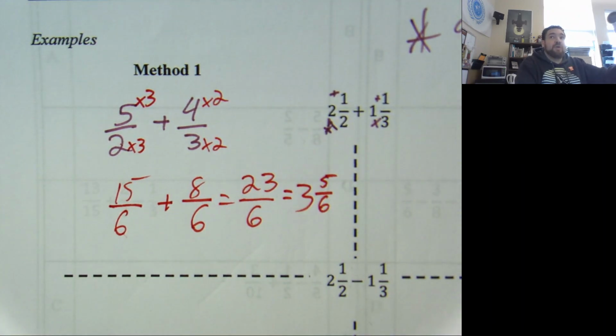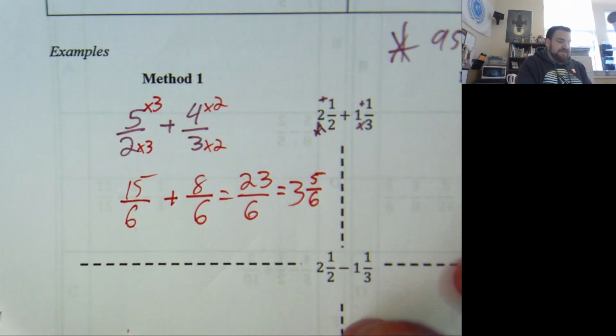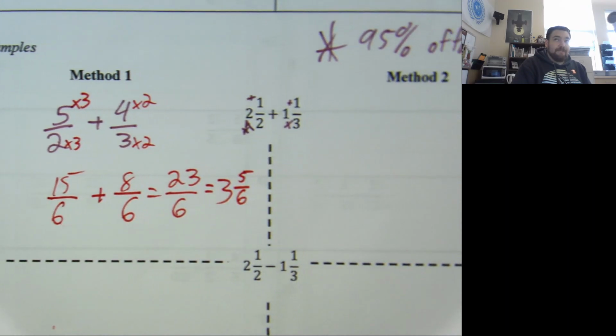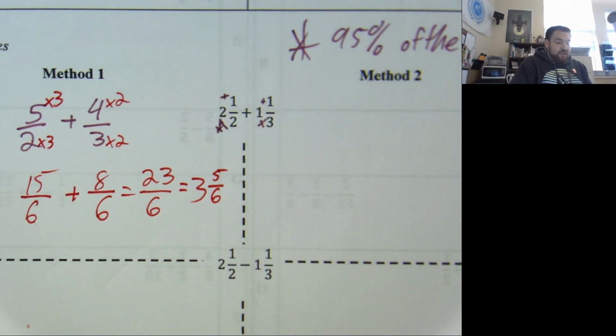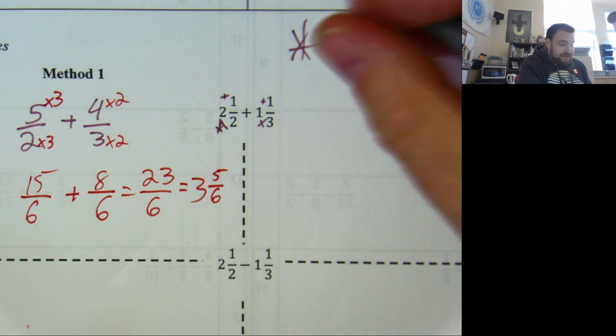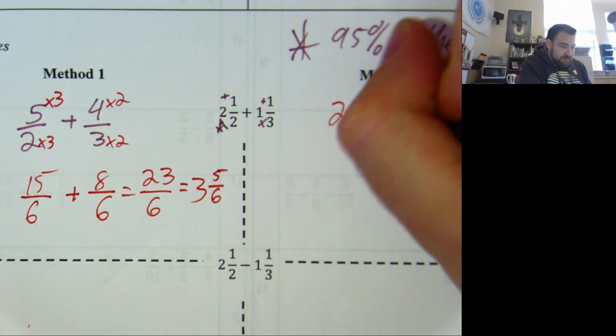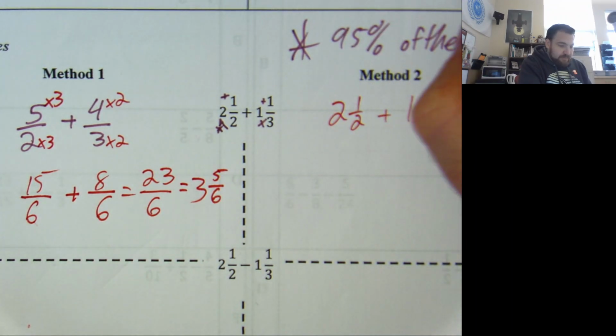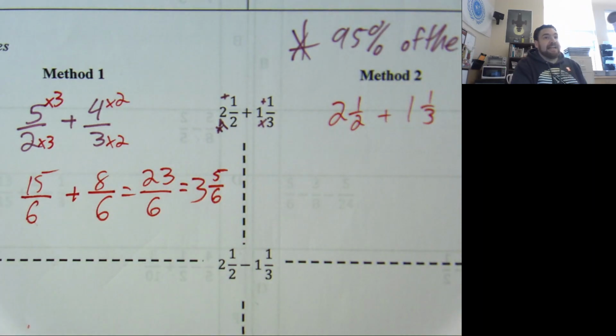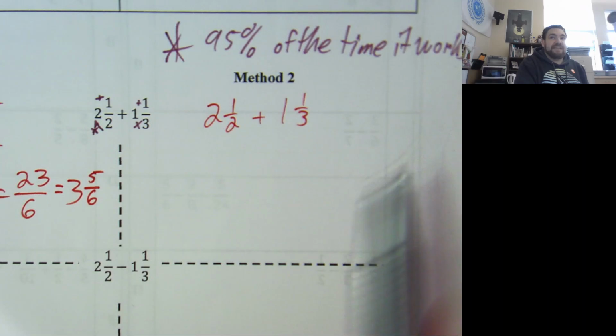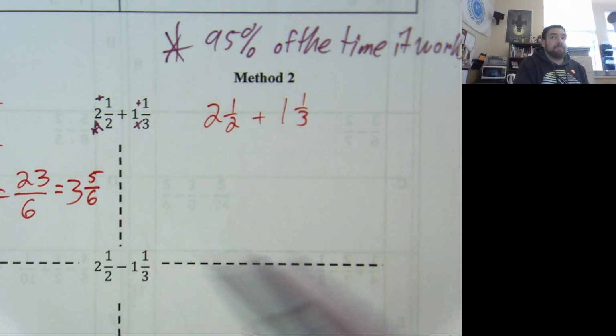I'm going to show you method 2 with the same problem, then I'm going to skip the second one down to the third one. So the other way we could do this is we could actually leave these things improper. And when you're adding, it mostly works. Again, 95% of the time. So let's take a look. I'm going to leave the answers on this side. We need to get the same thing.